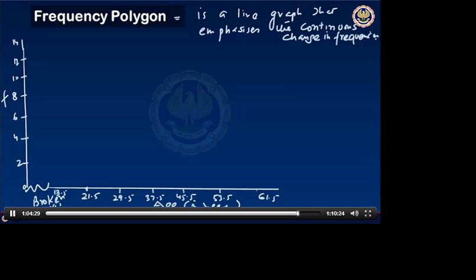So this point will be 13, as we know. This will be somewhere here. And for 29, let me look at the data. This is 8 rather, 29 is 8. And 37.5 represents 4. Then we have 45.5, which represents 3. Then 53.5 represents 2.